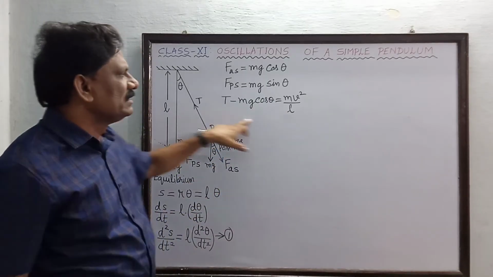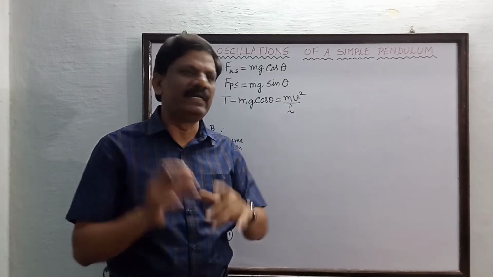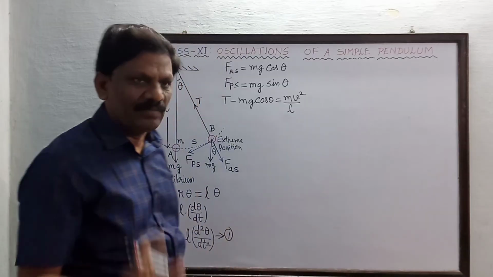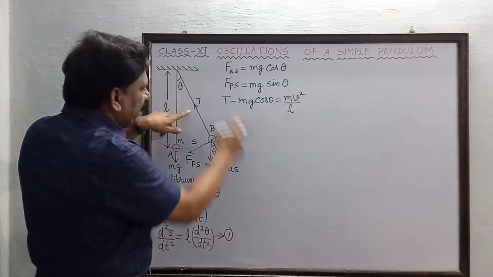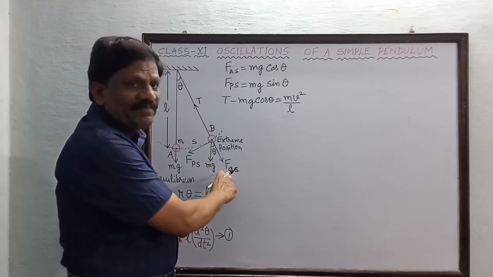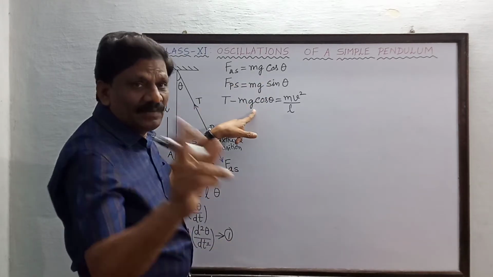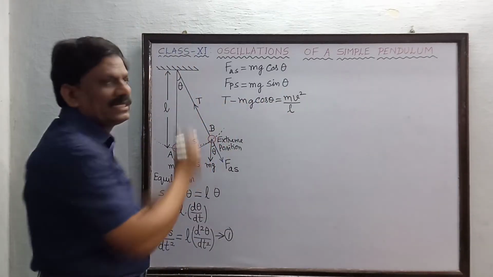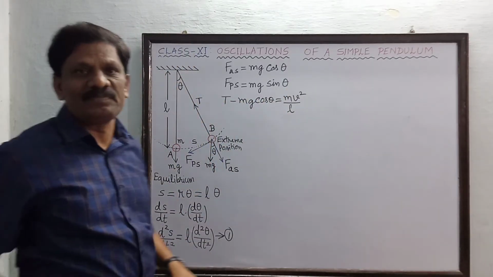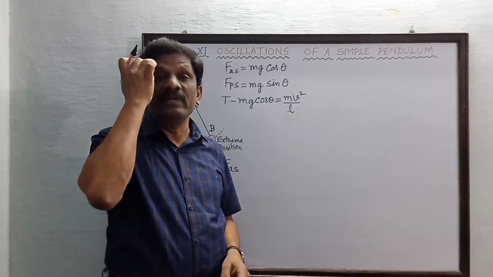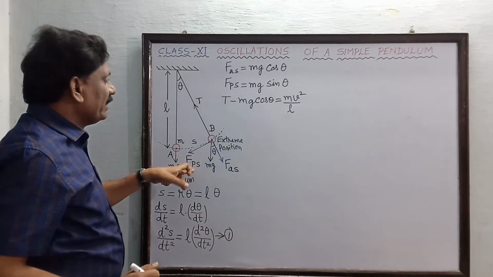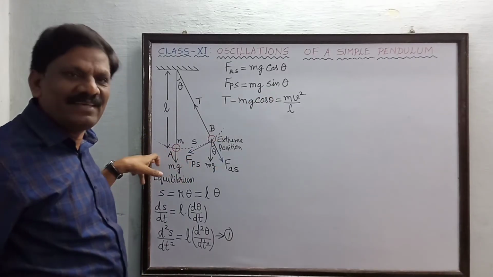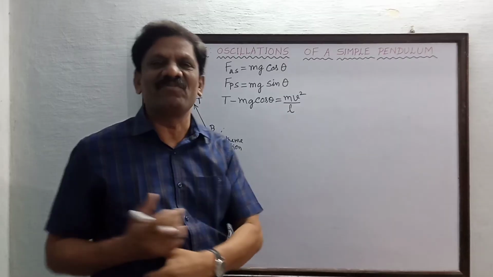So this equation, just for understanding we are writing, in no way will it be repeated in the derivation, okay? But you remember it for solving numerical problems. So in the extreme position, the net force T minus FAS, that is mg cos theta, must be equal to the centripetal force mv square by L acting towards the center, I mean towards the point of suspension. Now you tell me, the other component FPS equal to mg sin theta is acting towards the mean position, is it not? That is equal to the restoring force.